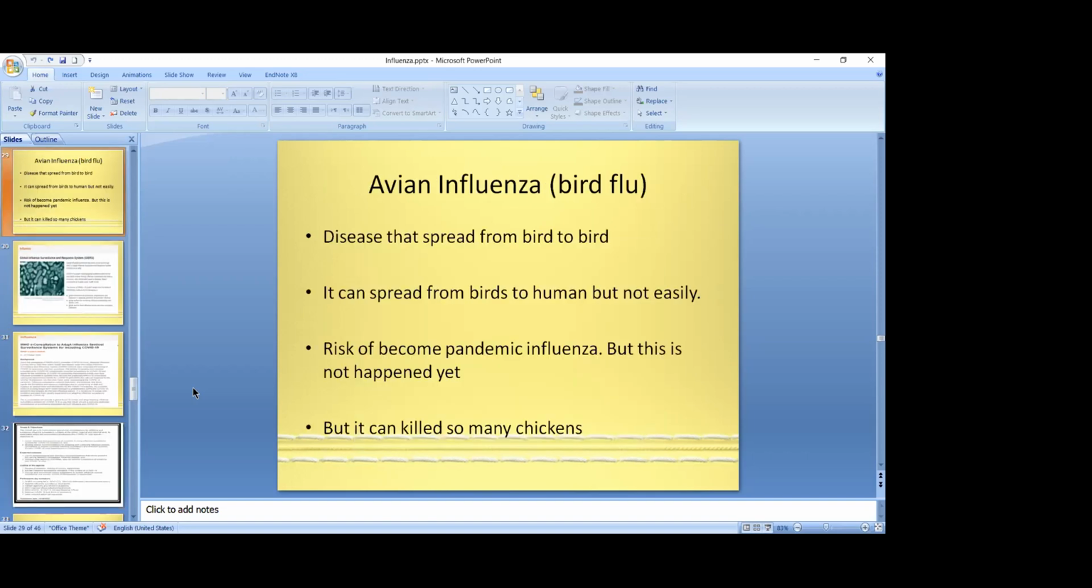What is avian influenza? Bird flu. A disease that spreads from bird to bird. It can spread from birds to humans, but not easily. There is a risk of becoming pandemic influenza, but this has not happened yet. But it can kill so many chickens.